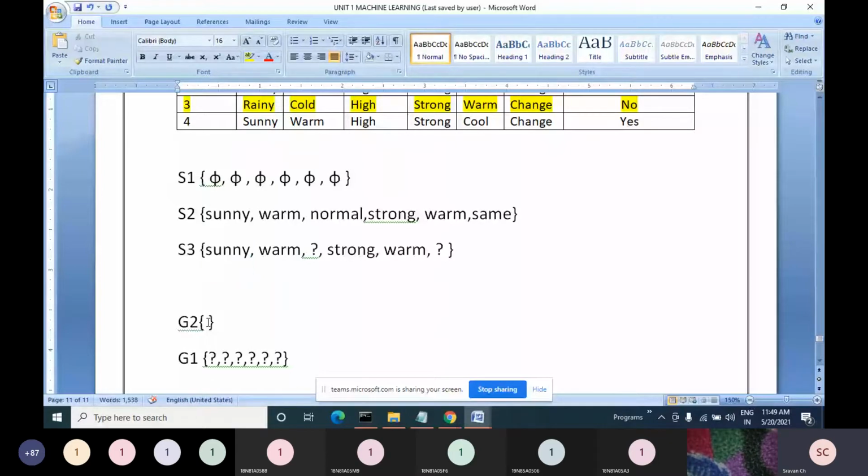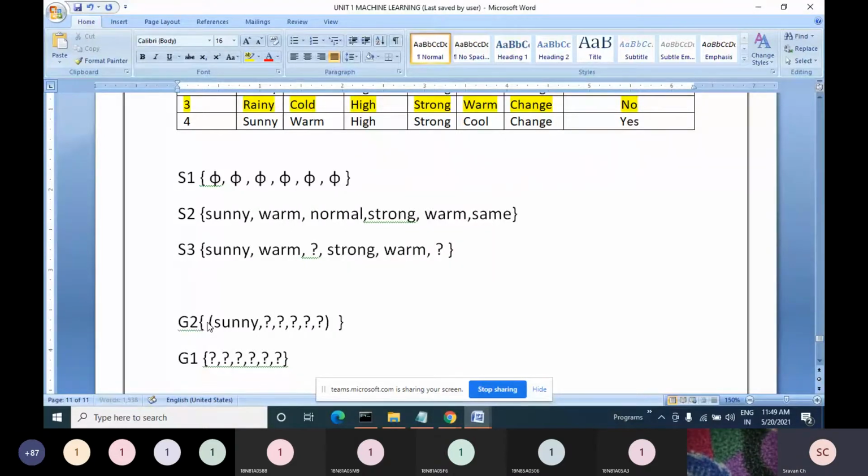Please observe, my dear friends. I'll write like this: sunny, comma, total how many parameters we have? 6, right? Question mark, question mark, question mark, question mark, question mark.